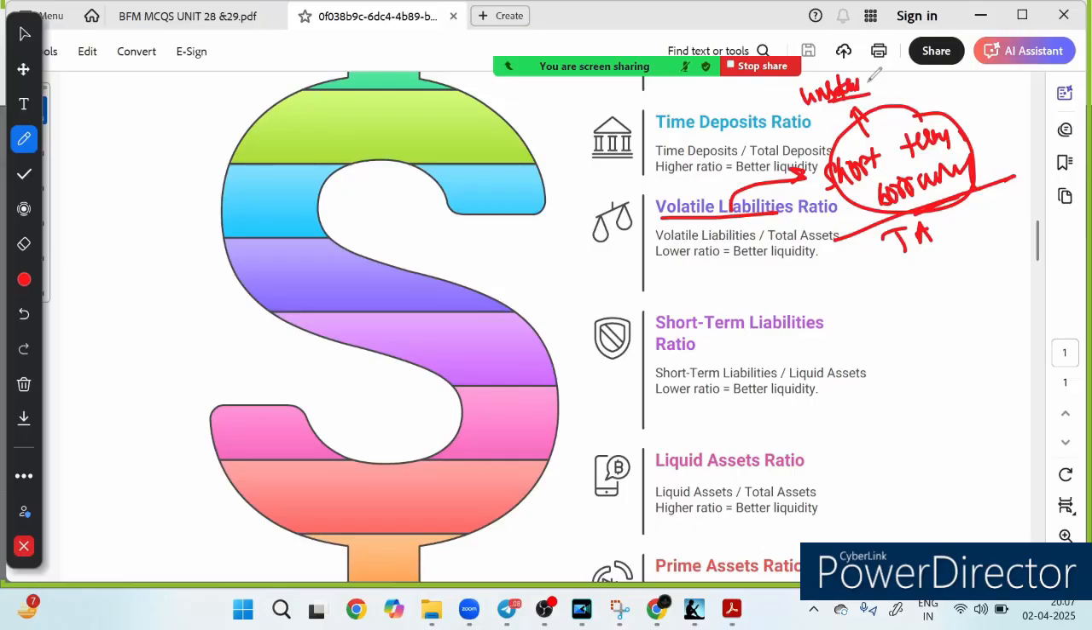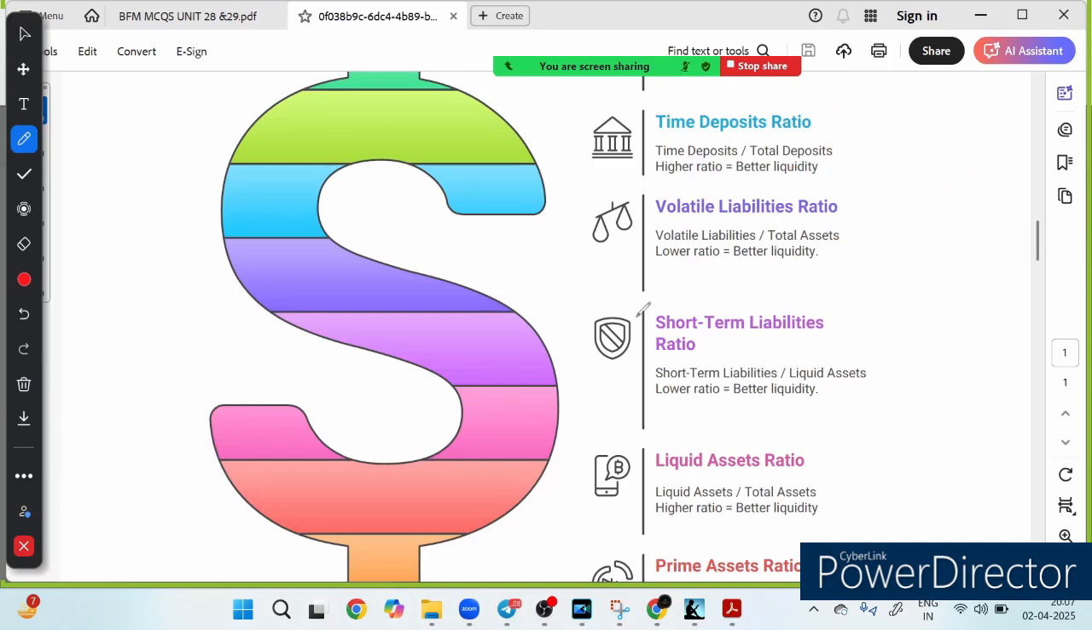Now the next ratio we have is nothing but the short-term liability ratio. So this ratio compares short-term liability. See, in the numerator what do we write? In the numerator we write short-term liability, and in the denominator we write liquid asset, right? Now tell me whether this ratio should be higher or lower. It should be lower, because short-term liability you can see, right?